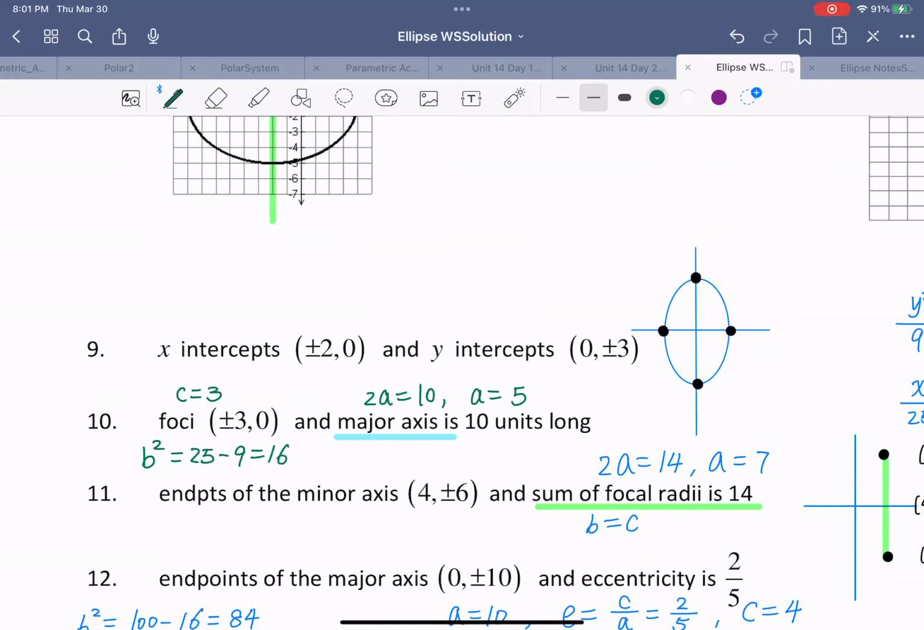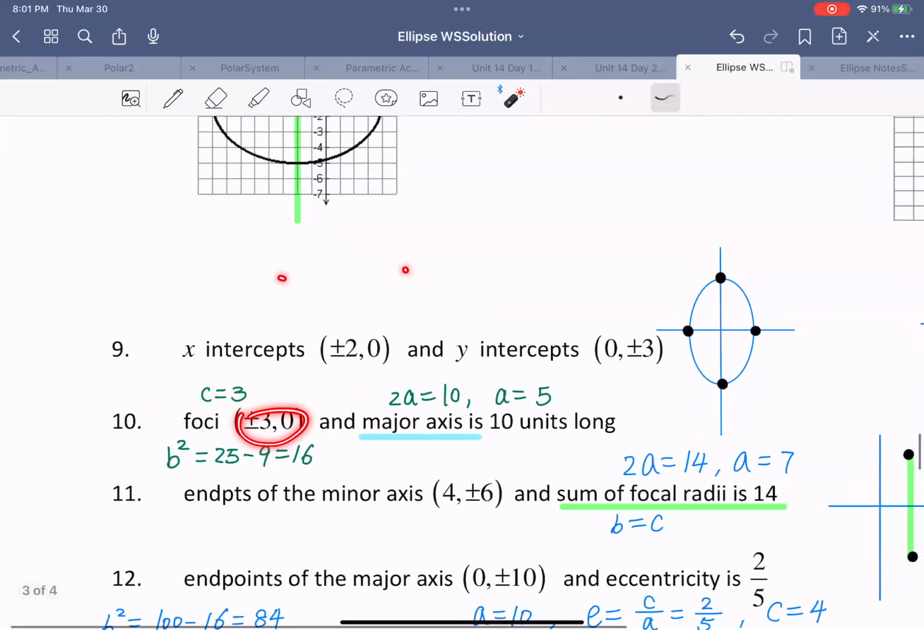Okay, now can we have the equation? Do you think this is horizontal or vertical? Look. Horizontal. Yes, your foci are plus minus on the x-axis. So this is horizontal. Go ahead. What is your equation? X squared over 25 plus y squared over 16 equals 1. That makes sense now? Yes. Okay.